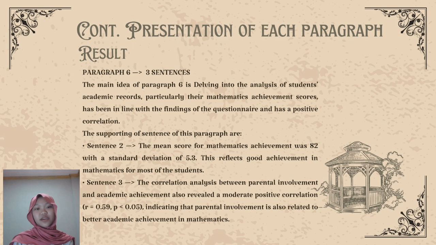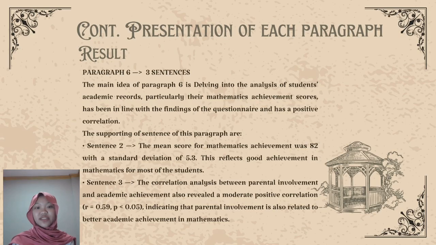For paragraph 6 in the results, I have 3 sentences. The main idea of paragraph 6 is delving into the analysis of students' academic records, particularly their mathematics achievement scores, has been in line with the findings of the questionnaire and has a positive correlation.